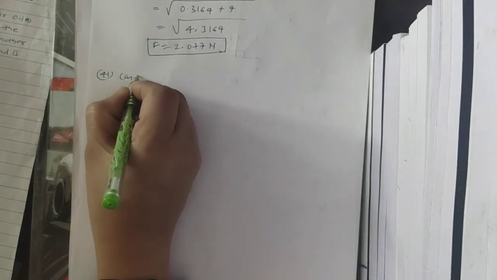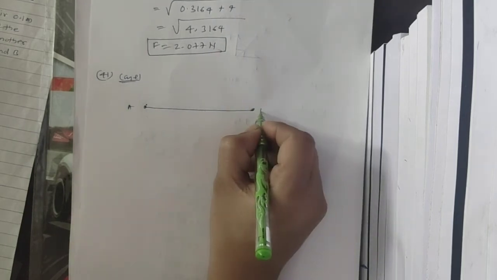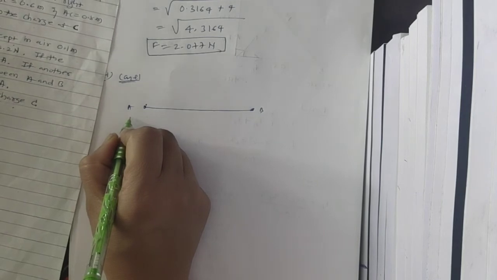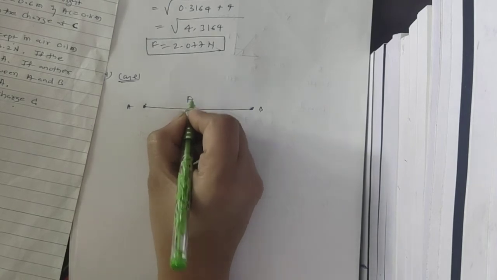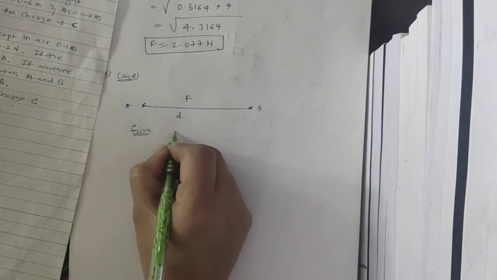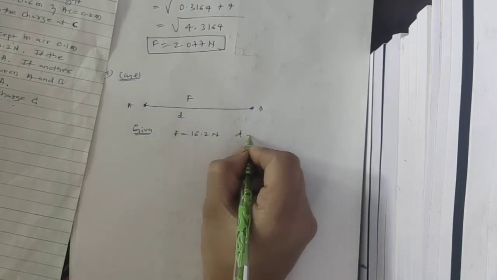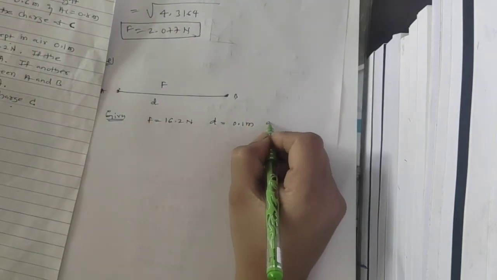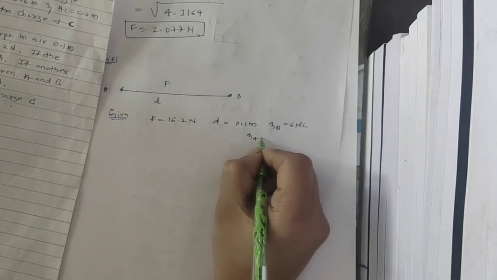Case 1 we will find first. This is A, B. The distance d is given. Force is 16.2 newton. Distance is 0.1 meter, in air. Charge QB is 6 microcoulomb. QA is the question.